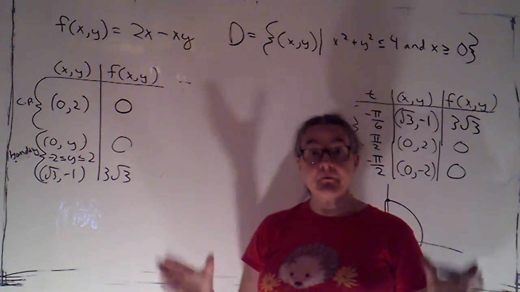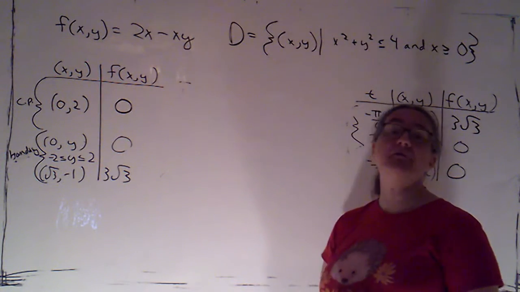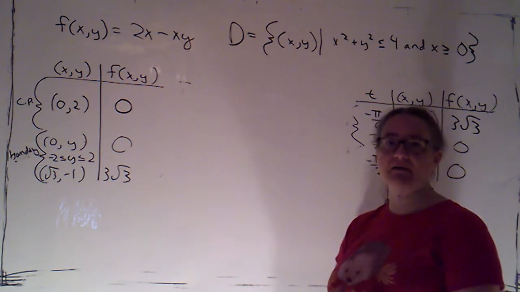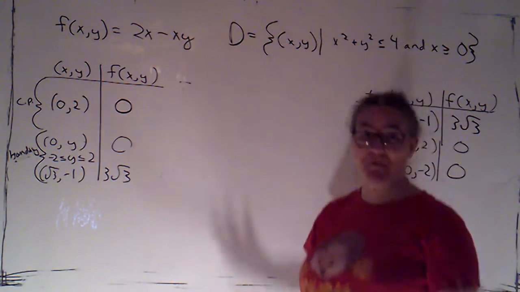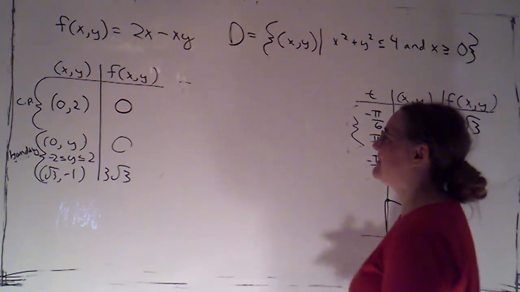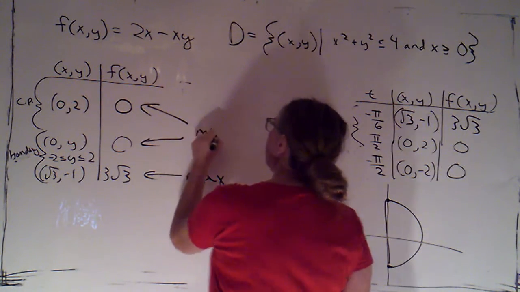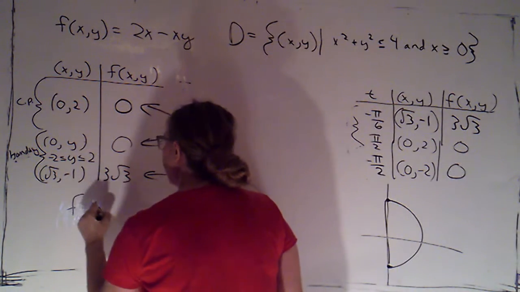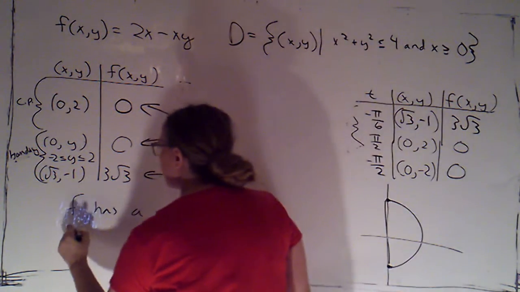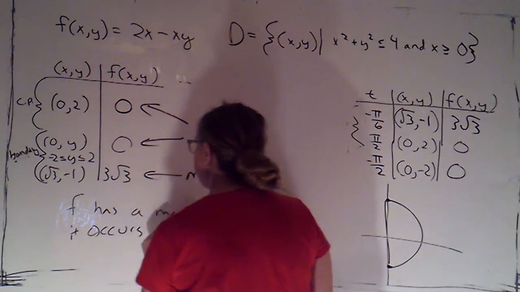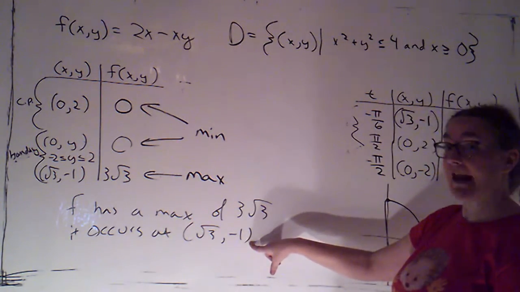Now, if you use a different parameterization for things, it's possible, in fact, it would happen if you used that x was this positive square root of 4 minus y squared, you could have additional points on your table. They just won't be the locations of the max or the min. Okay. So here I can see that's the biggest value, and that's the smallest value. So now I can say f has a max of 3 root 3. It occurs at root 3 negative 1. So that's the value, and that's the location.